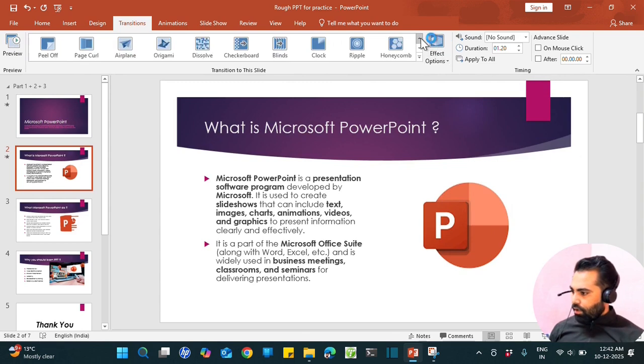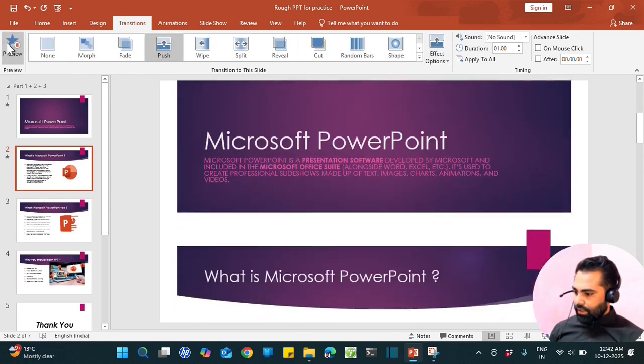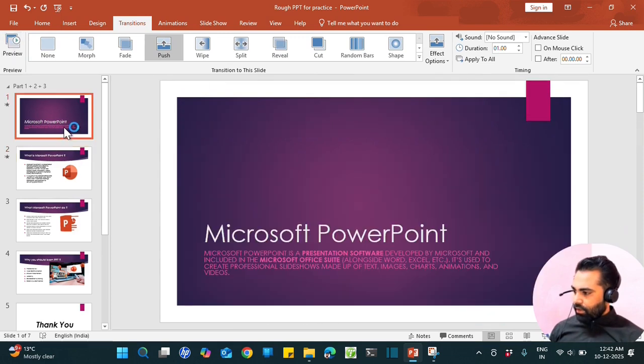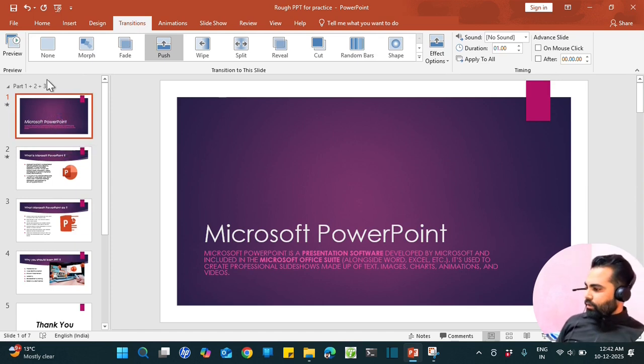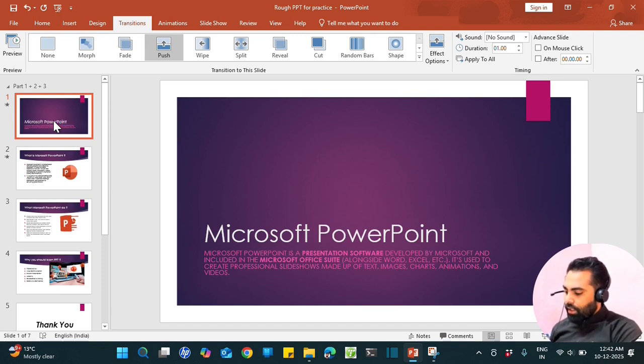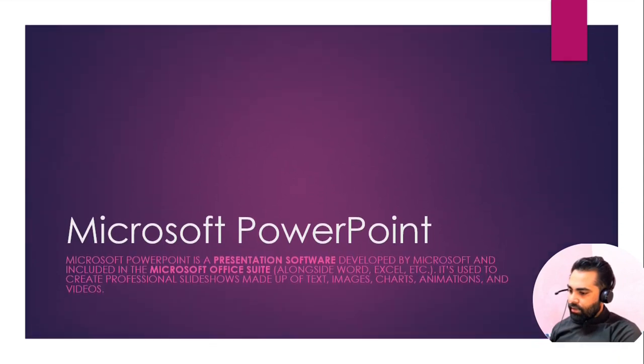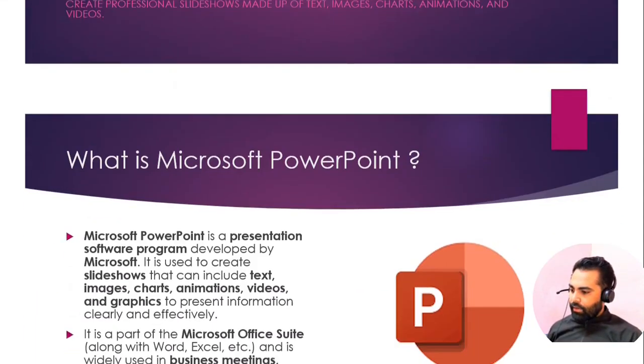For now I will use the same effect for all the slides because I like this effect. If I want to start my presentation from slide number one, I can choose the Start from Beginning option, and I can also press F5. If I click F5, my presentation will start from the first slide. I'm clicking on F5. See, this is how it will look.